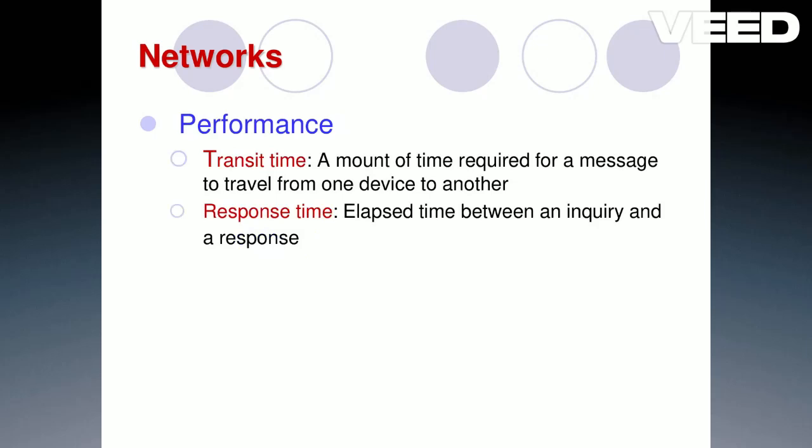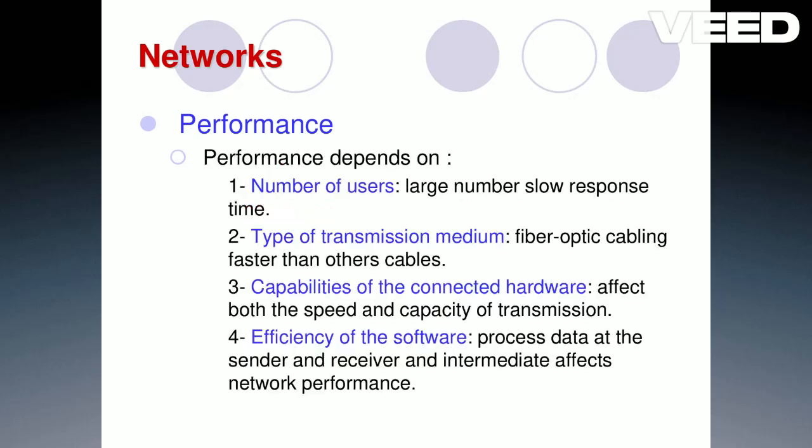Performance is mainly measured by transfer time and response time. This performance depends on the number of users, type of transmission medium, capabilities of the connected hardware, and efficiency of the software. If the number of users increases, the performance of the network will automatically degrade. Compared to twisted pair and coaxial cable, fiber optic cable works faster. And if the connected hardware specification is high, we can effectively transfer the data, and also depending on the software.